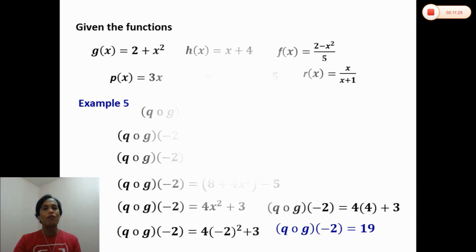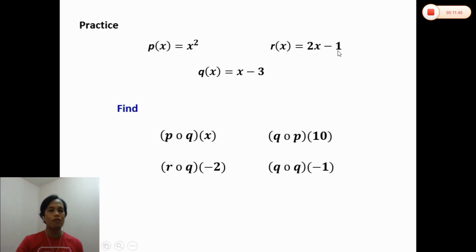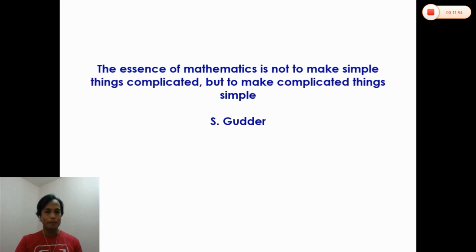But before I go, I wanted to give you this practice exercise. So you are given p of x is x squared, the q is x minus 3, and the r of x is 2x minus 1. And solve for these compositions. So for now, I will leave this with you.